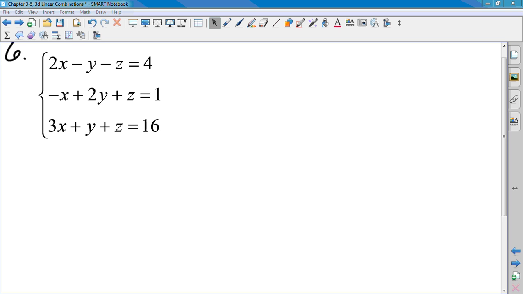Okay, step one. You can even write this down if you want to. Step one: choose a variable to eliminate. Choose two equations and one of the variables to eliminate.